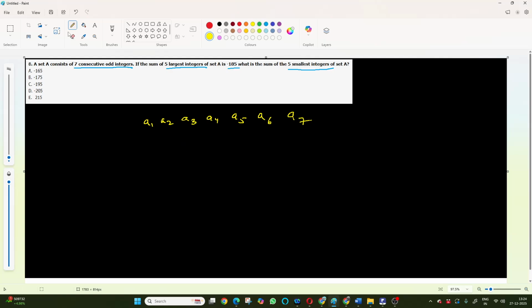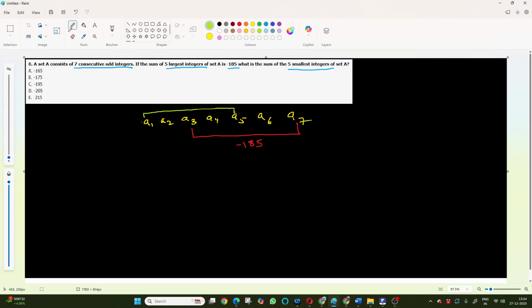Okay, so they have given us the sum of the five largest integers, which start from A3 and go up to A7, right? So let's say this red line represents that sum, and that is given to us as minus 185. And they have asked us about the sum of the five smallest integers. So those are from A1 to A5, isn't it? So we need to find the value of this sum.